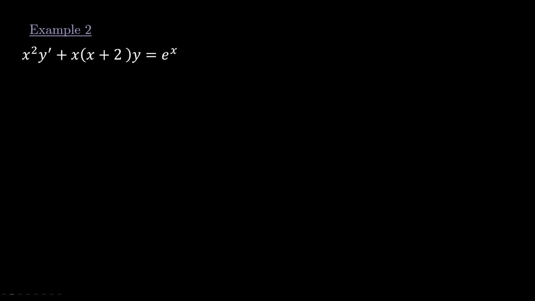We have x squared y prime plus x times (x plus 2) y equals e to the x. Now, is it in the form that we want, where we have the p of x? It is currently not, because we have the x squared in front of the y prime, the derivative.